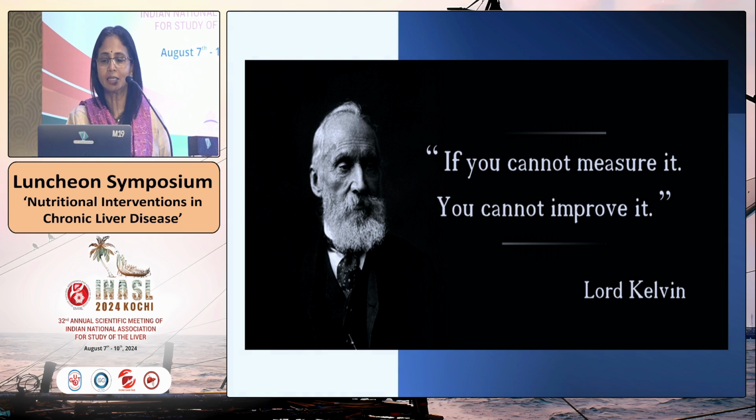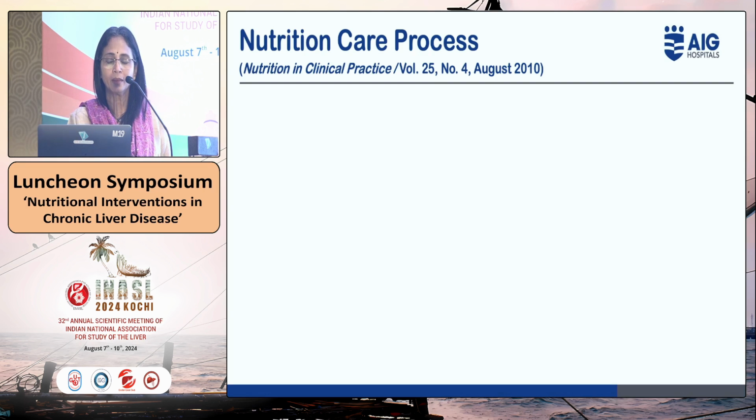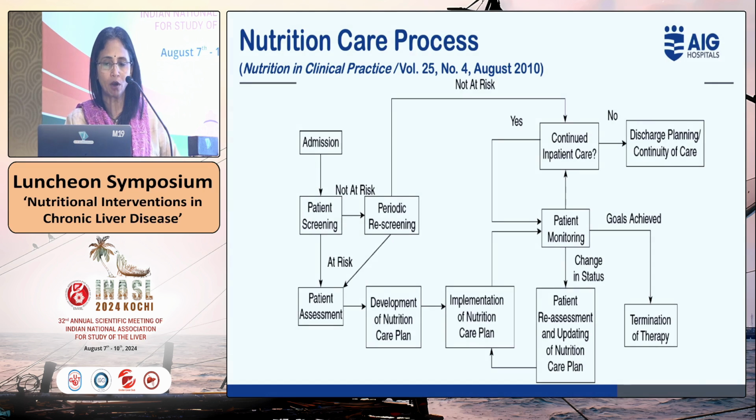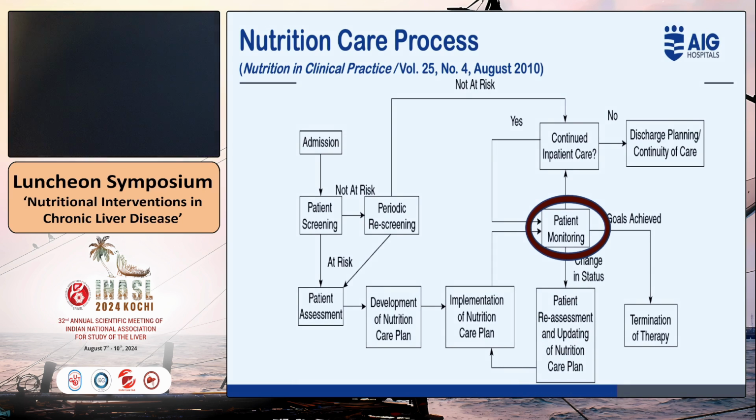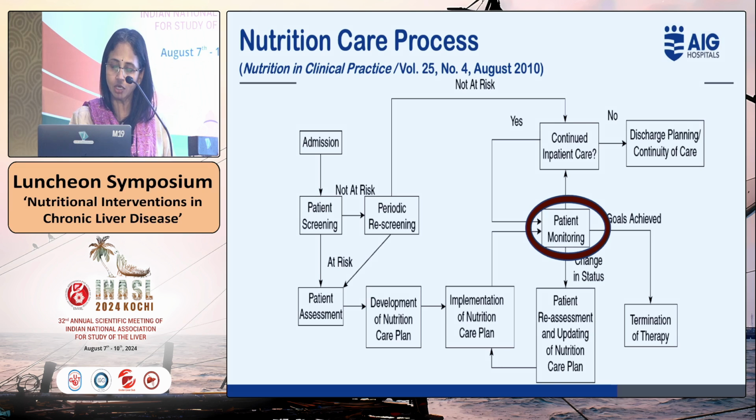And there is a saying that if you cannot measure it, you cannot improve it. So that applies to us also in the area of nutrition, that you need to measure every step of what we are doing to see whether there is an improvement or not. Coming to the nutrition care process, the whole thing which I explained, what is more important is patient monitoring to see whether there is an outcome or not, or whether the outcome is better or not.